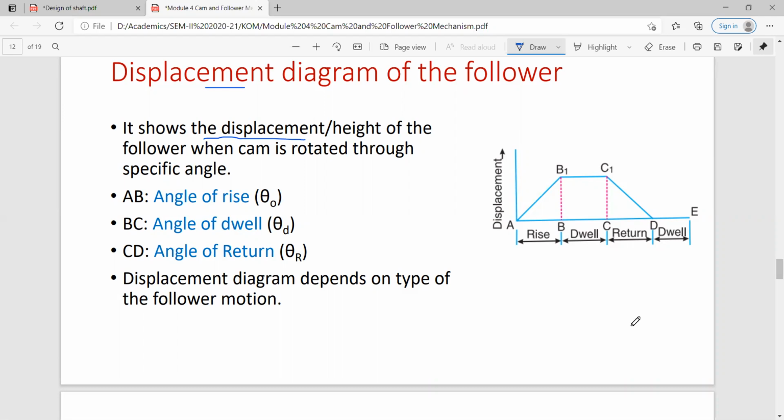Okay, so you already know this. It is a cam. Its center is here. Here, follower is there.